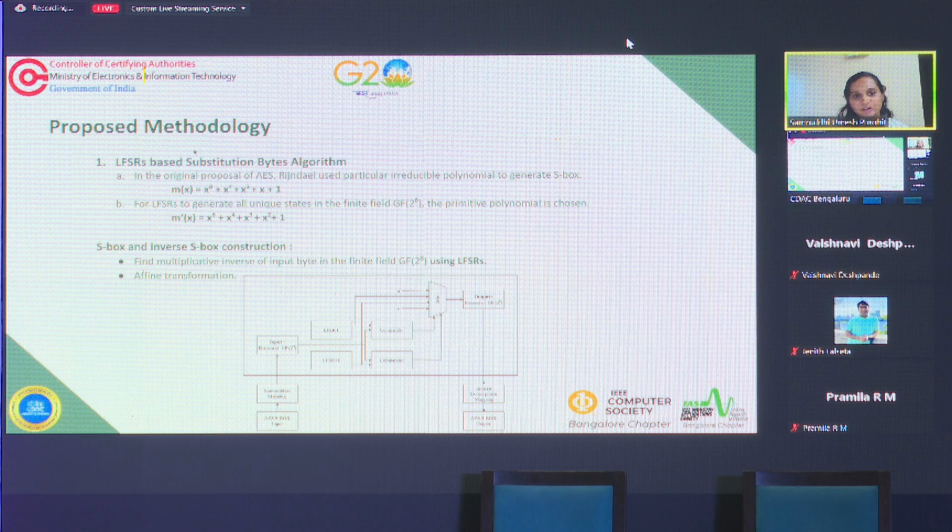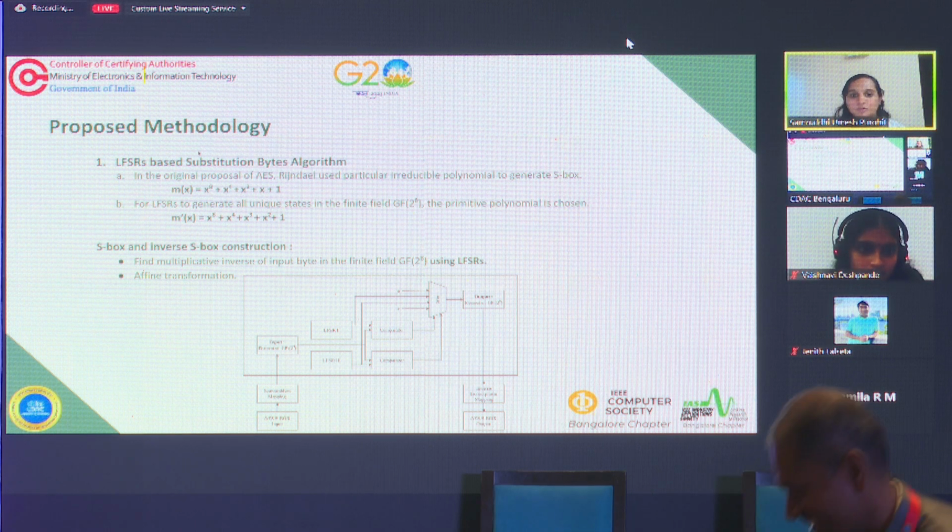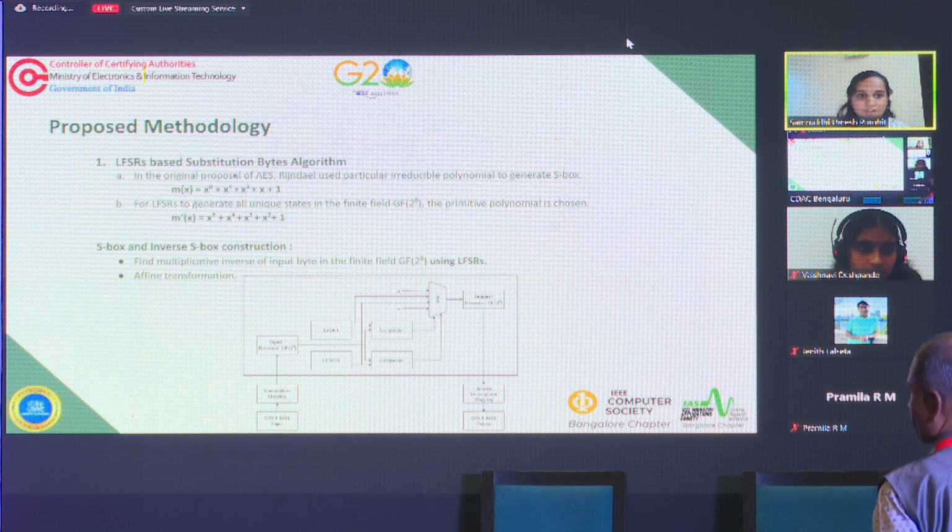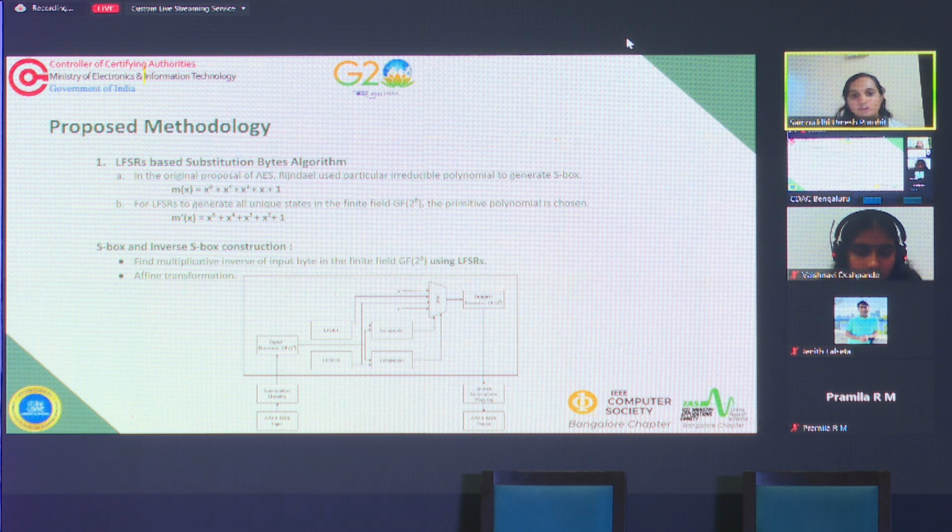The proposed methodology basically comprises two main aims. First of all, the LFSR based substitution bytes algorithm. So we all know that AES uses an SBox for the substitute byte stage, and that SBox is basically stored in the device as a LUT. So we are not using that LUT. We are trying to generate that substitution for the input byte at runtime.